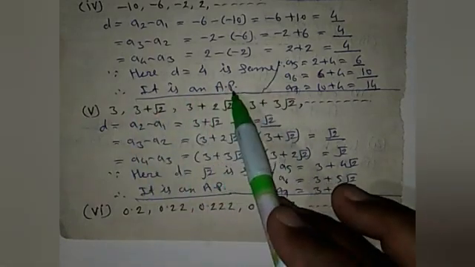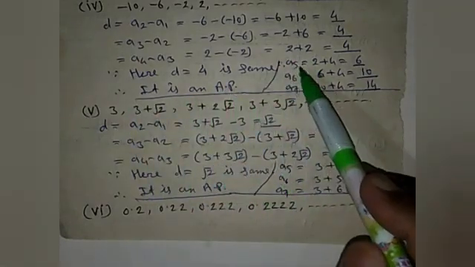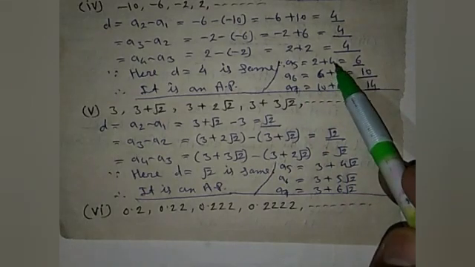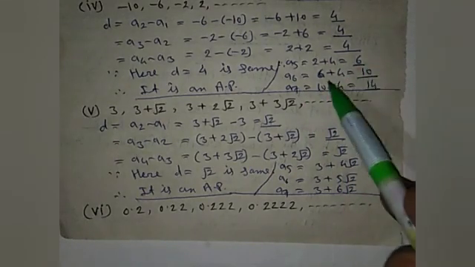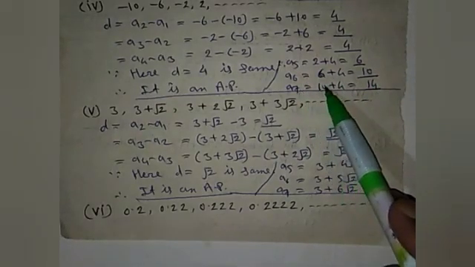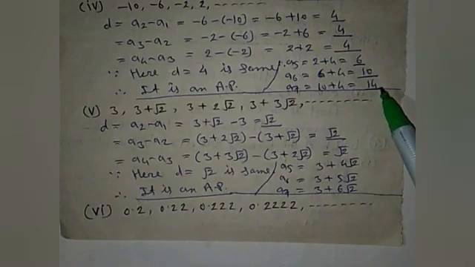Hence it is an AP, and here you have to find A5, A6 and A7. A5 is 2 plus 4, equal to 6. A6 is 6 plus 4, that is equal to 10. A7 is 10 plus 4, that is equal to 14.